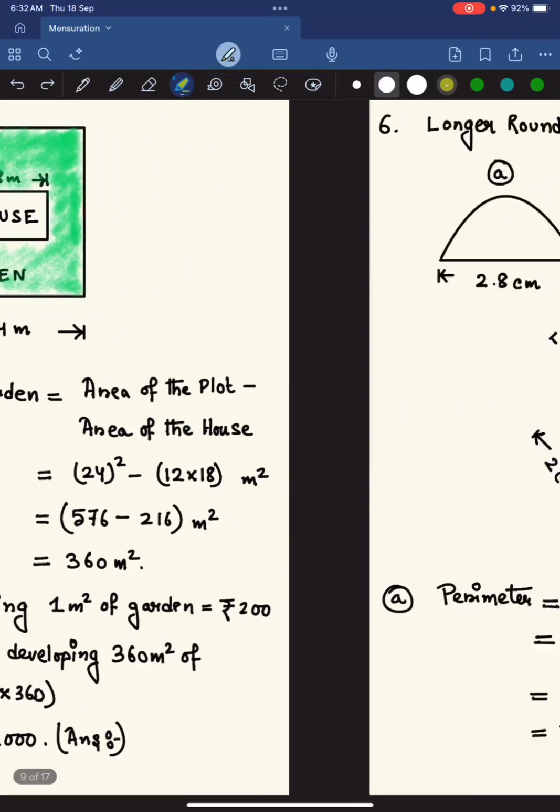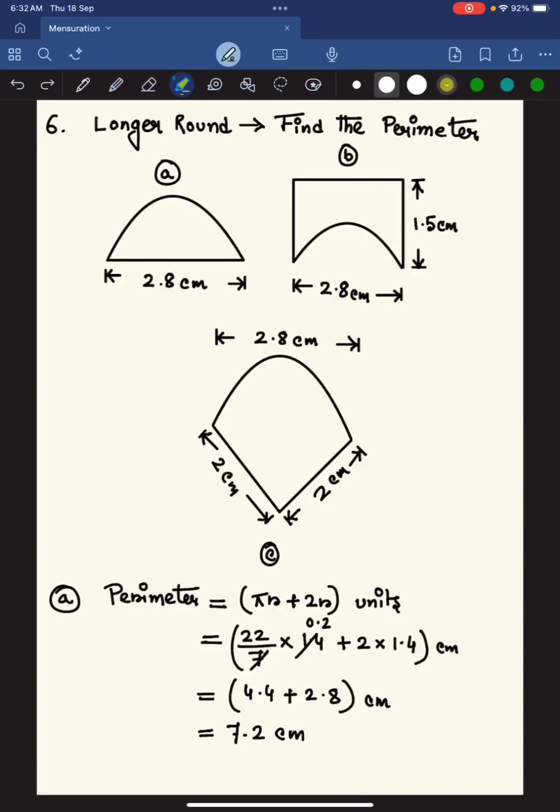Okay, now let's come to question number 6. It is said that an ant is moving around a few food pieces of different shapes scattered on the floor. For which food piece would the ant have to take a longer round? Suppose the ant is here and it is moving around like this and coming like this. In order to find the distance that the ant has traveled, we need to find out the perimeter of this figure.